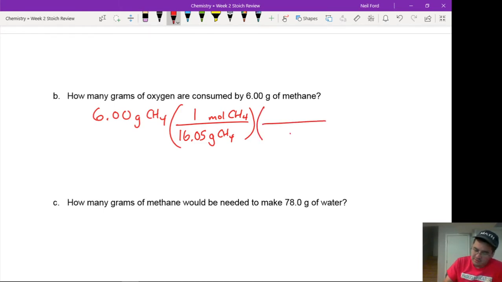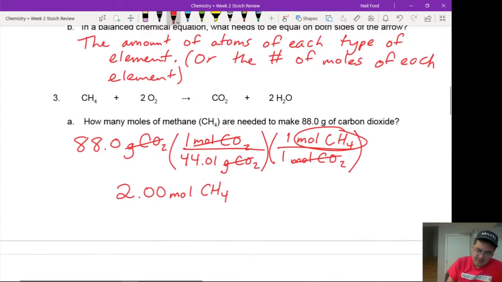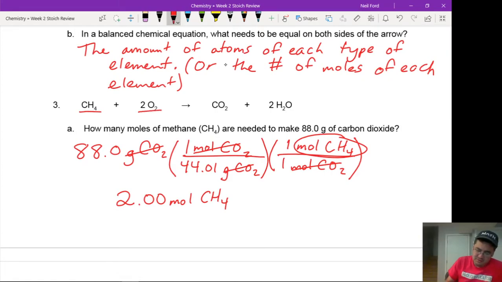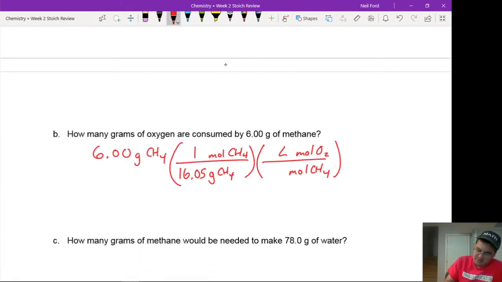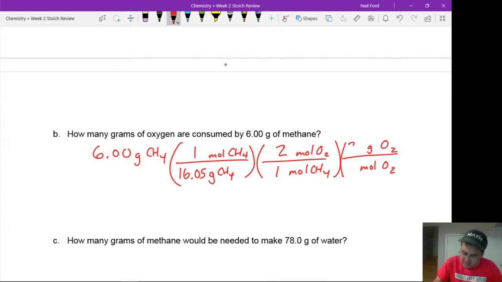And then I need to get to grams of oxygen. First I'm going to convert from moles CH4 to moles O2. And I go look at my ratio. CH4 to O2, there's 2 O2s for every 1 CH4. After I've got that ratio, I can go from moles O2 to grams O2. Oxygen has a molar mass of 16, and there's 2 of them, so I think this is 32.0 grams per 1 mole.